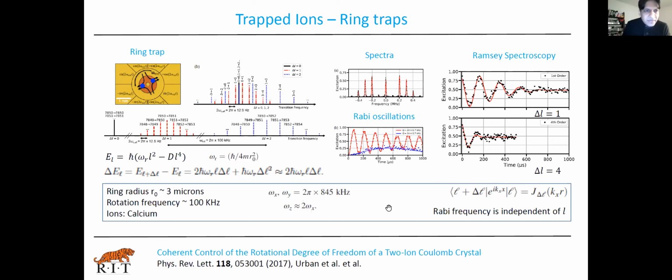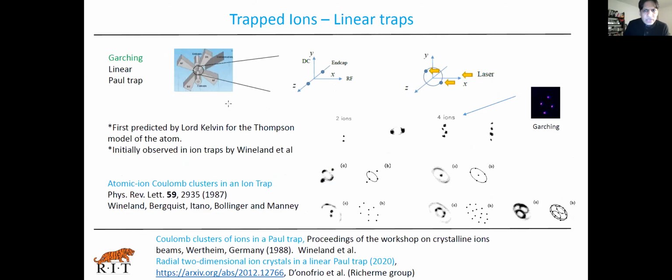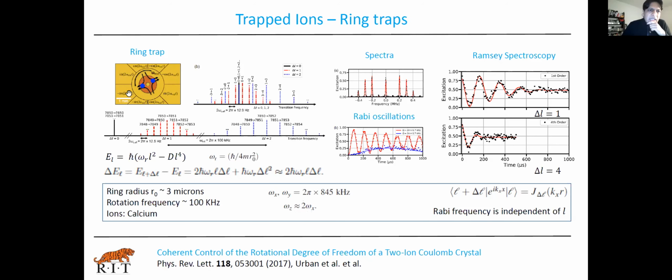Okay, so that was already nice. Now I am going to switch to what our collaborators are doing and what we are doing. So here the idea is very nice. It's a specialized trap with nice circular symmetry. They've shown proof-of-principle coherent control with two ions. Very nice.